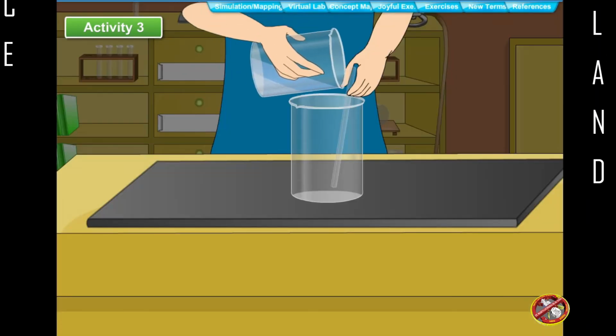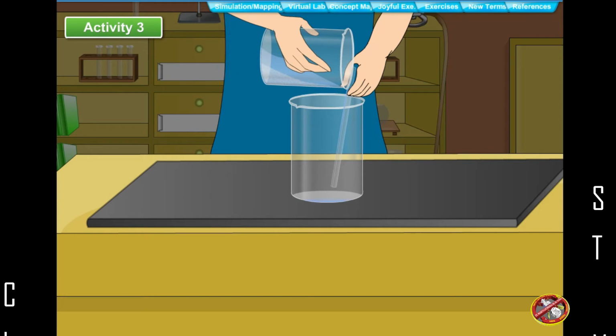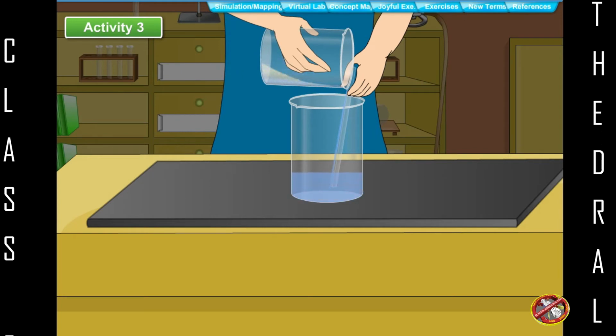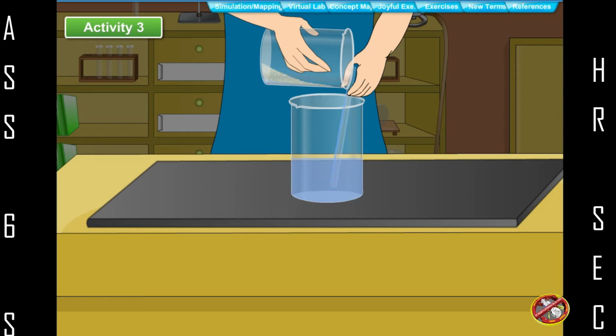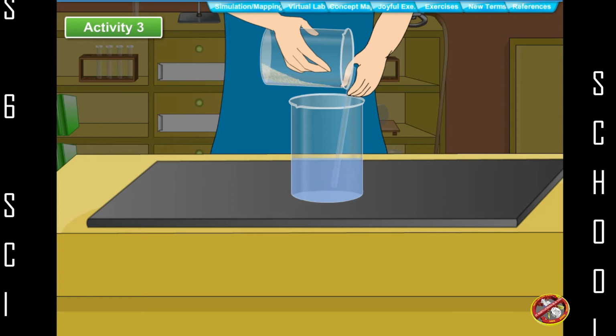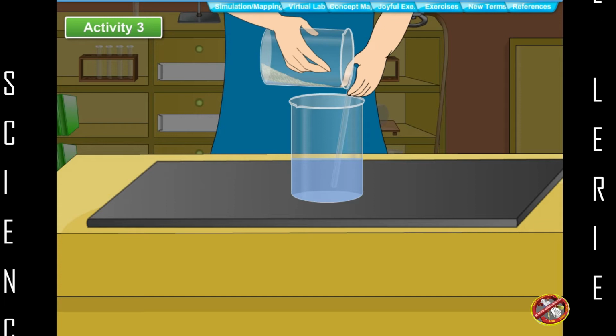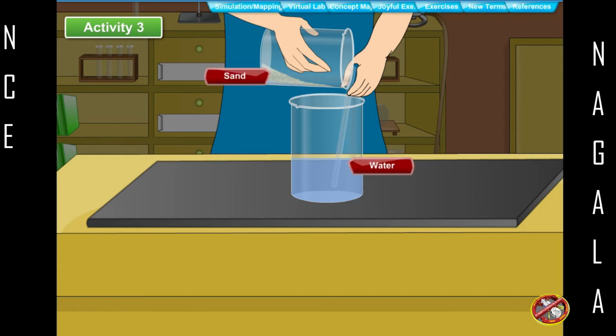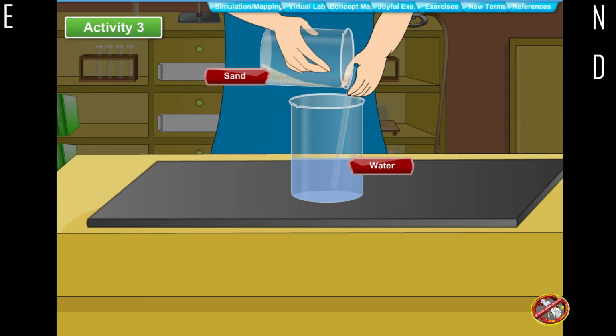Pour the clear water into another beaker gently with the help of a glass rod, without disturbing the sediment of sand. This process is called decantation. When all the clear water has been poured out, only sand is left at the bottom of the beaker.